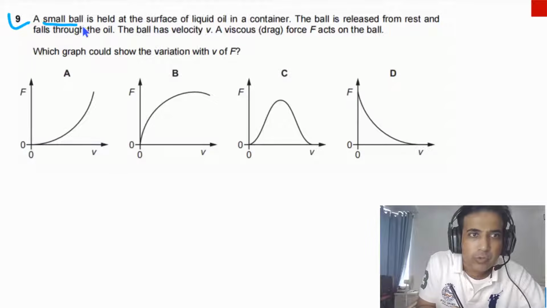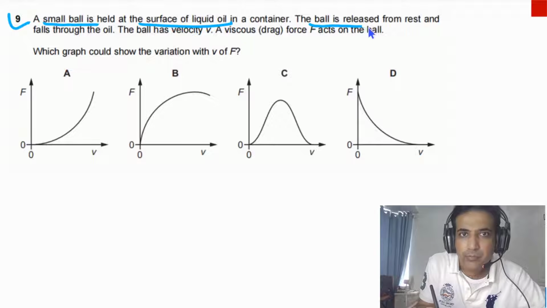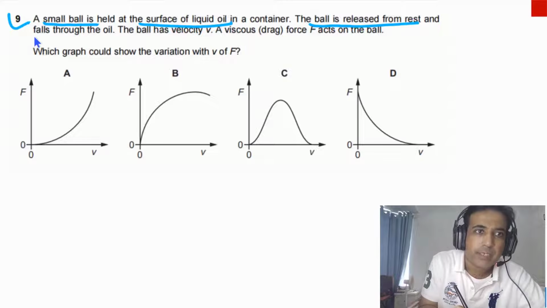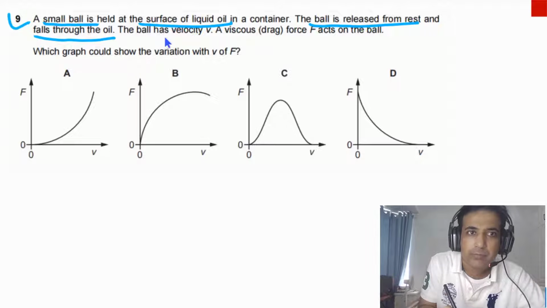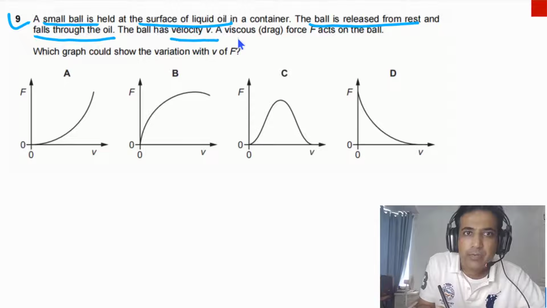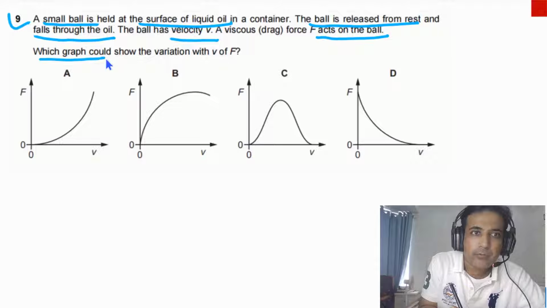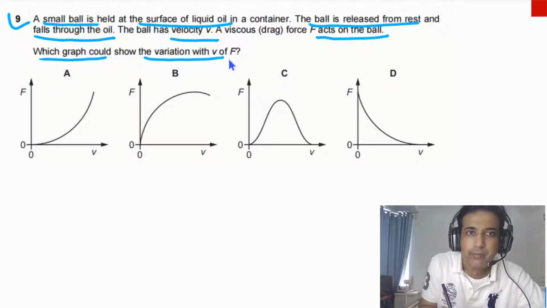Question 9 says a small ball is held at the surface of liquid oil in a container. The ball is released from rest and falls through the oil. The ball has velocity v. A viscous drag force F acts on the ball. Which graph could show the variation with v of F?